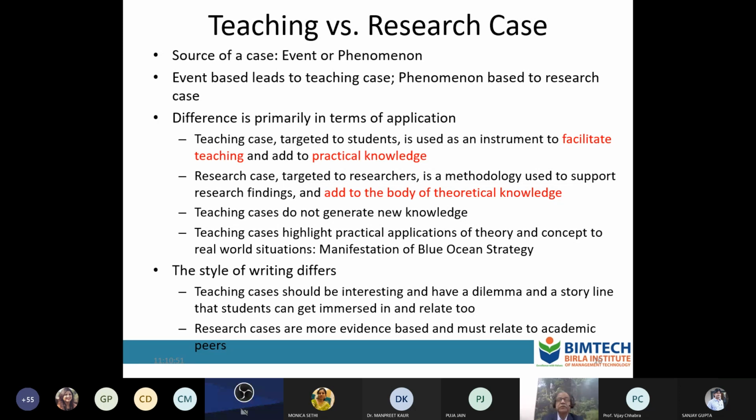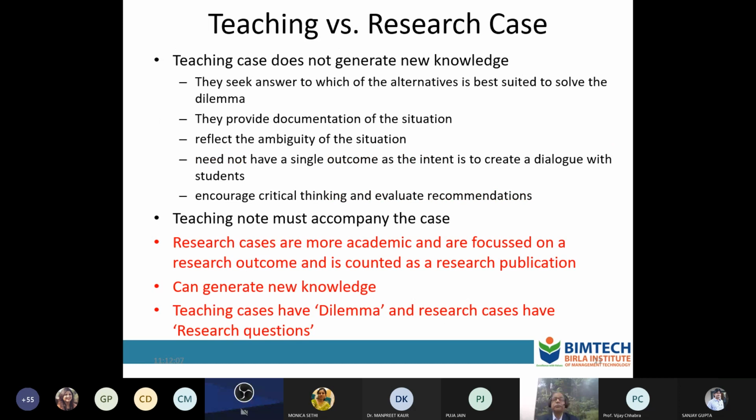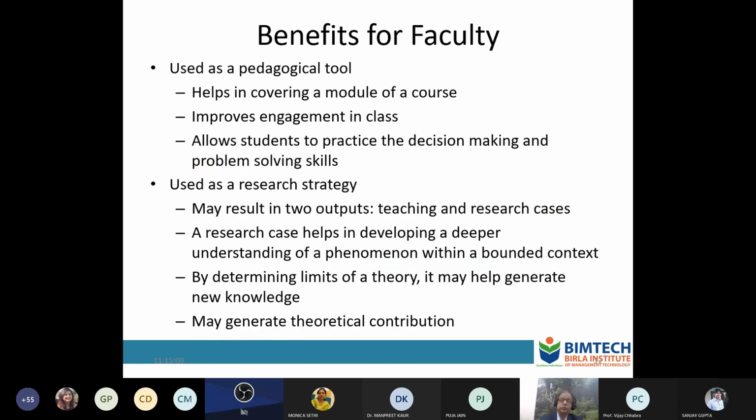So teaching versus research, we have discussed. Why should a faculty take up cases as a pedagogical tool? Why can't she deliver lectures, which is very easy, and lecturing mode can help in covering more of a course within a defined time? So the advantages of cases are, it allows students to discuss around a module of a course, a very focused approach. And it definitely improves engagement in class. Students get drawn in and start discussing among themselves. That is the beauty of a case class.